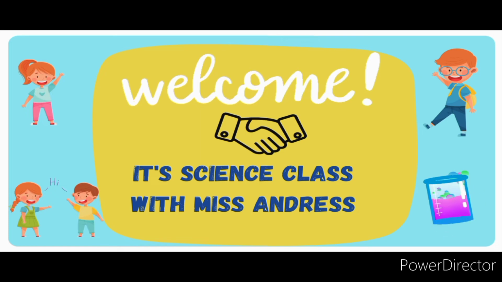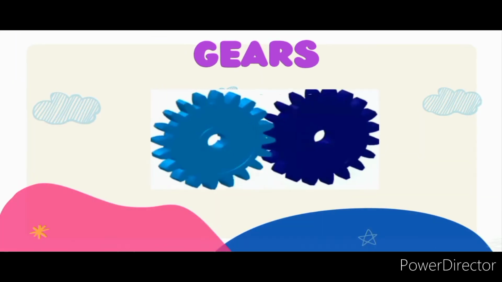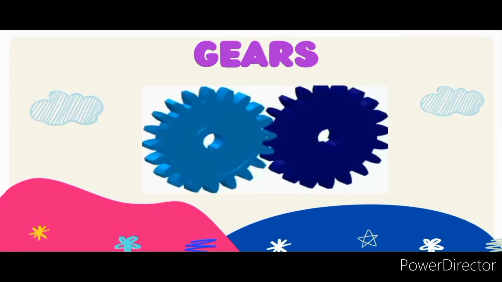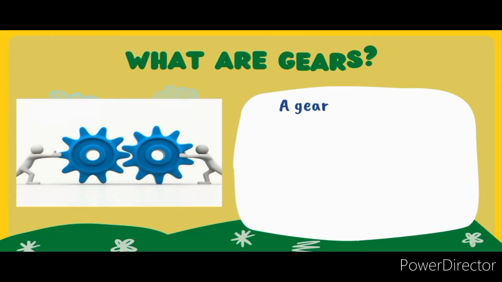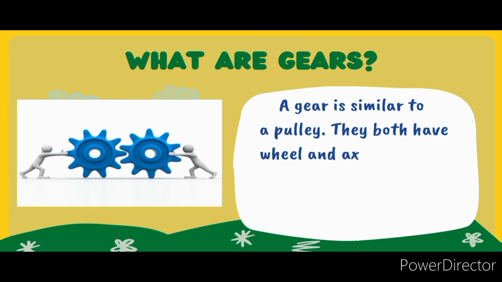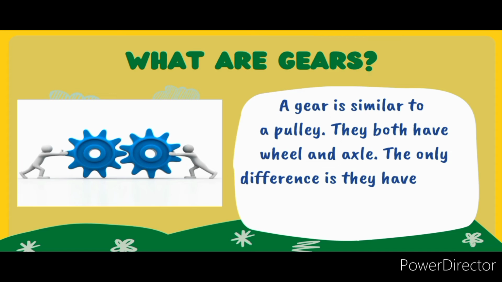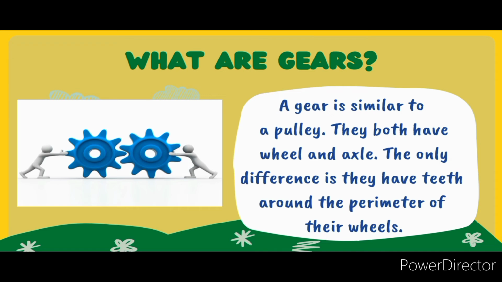Today we are going to be looking at gears. What do we understand by gears? A gear is similar to a pulley, meaning they both have a wheel and an axle. But there's something extra that a gear has that a pulley does not have. Do you know what it is? They have teeth around the perimeter of their wheels.